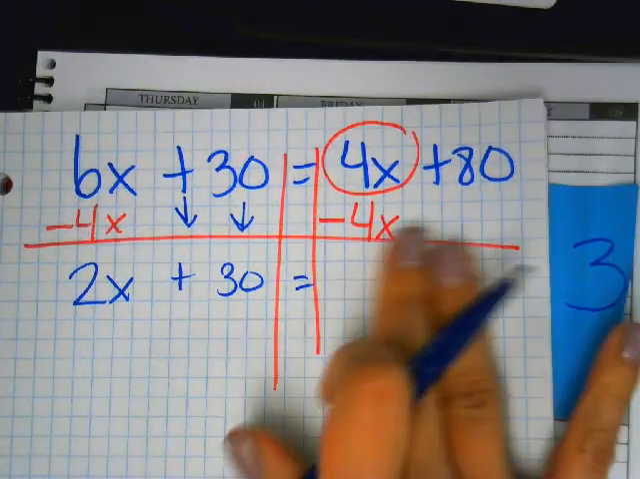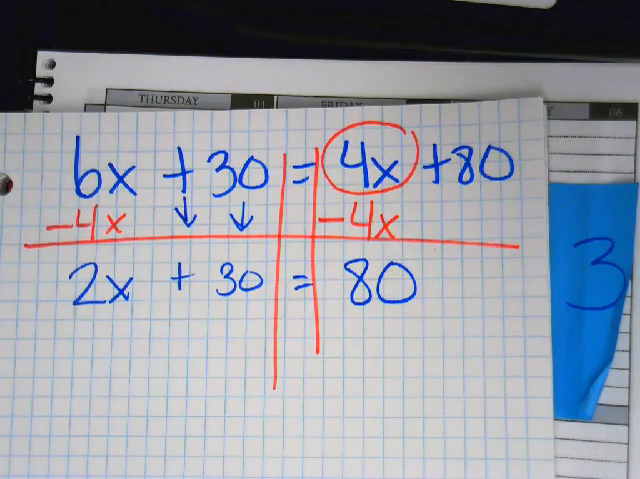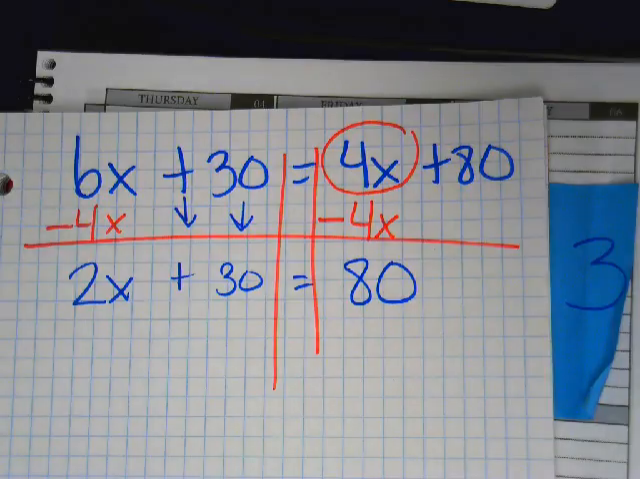What's left on this side? 80. All right, now it's basic. This is now basic 7th grade math. This was advanced 7th grade math. Right here, this is advanced. Now this is just basic 7th grade.